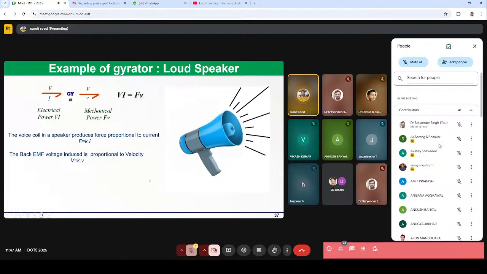Another example we can see is the loudspeaker. In this case also, you see that there is a cross relation between the effort and flow variables. So the voice coil, the sound that is coming from the loudspeaker, is produced by the force that is directly proportional to the current. And the back EMF that is introduced in the coil is directly proportional to the velocity of the movement of this coil.